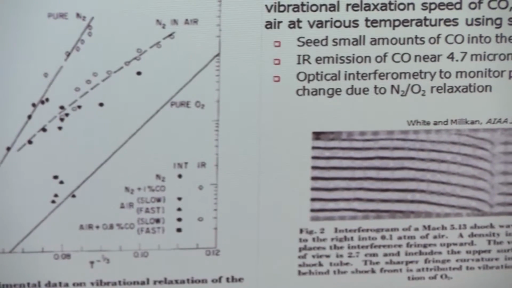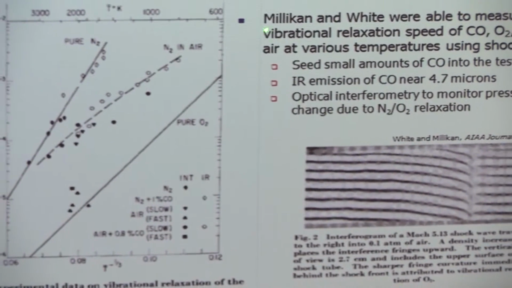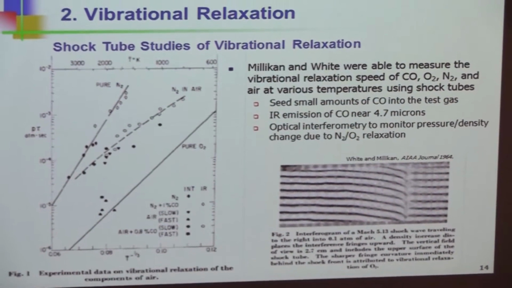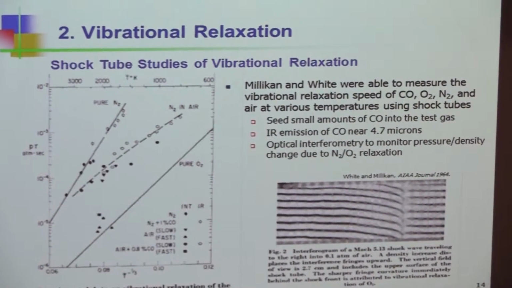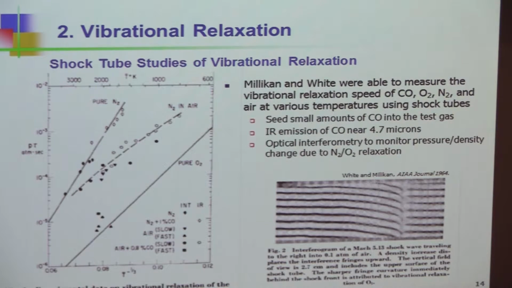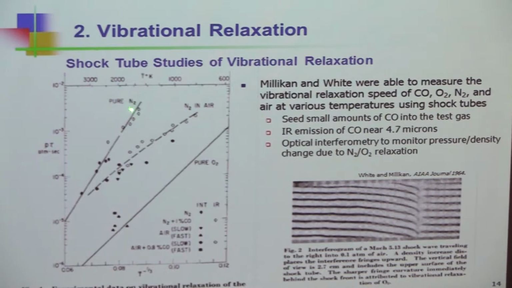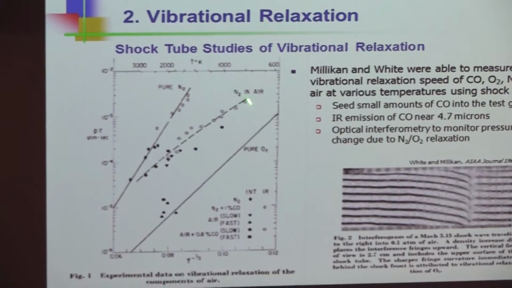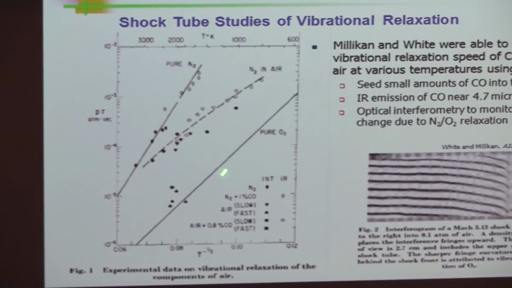So this is what was done by some famous researchers, Millikan and White, back around probably 1960, maybe 55. They measured the characteristic times tau, and they're usually plotted as p tau because tau is inversely proportional to pressure. So they do it in atmosphere-second units. And here are some results for pure nitrogen, and here's temperature up here. Pure nitrogen, and here's nitrogen in air, and here's pure oxygen.